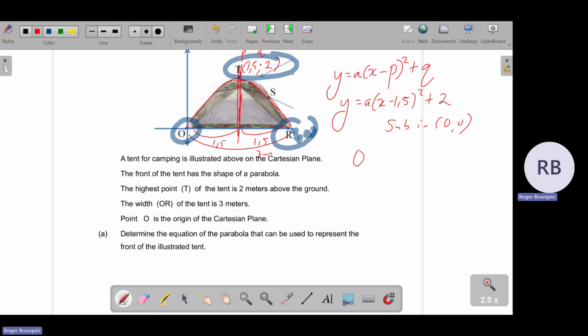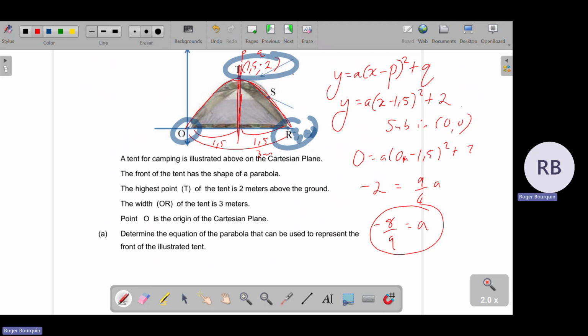Okay, so it goes 0 is equal to a(0 minus 1.5) squared plus 2. So I get negative 2 is equal to, somebody square that for me. What's 1.5 all squared? 9/4. So negative 2 is equal to a times 9/4, and then go negative 2 divided by 9/4, and it's going to be negative 8/9. So a is negative 8/9.